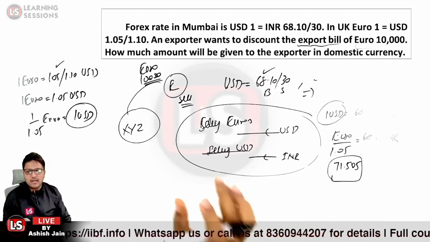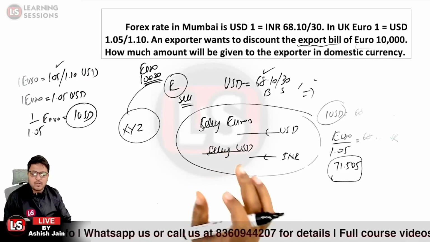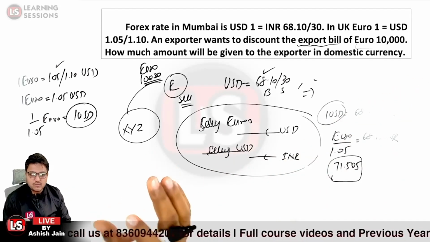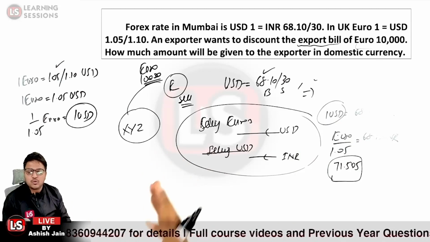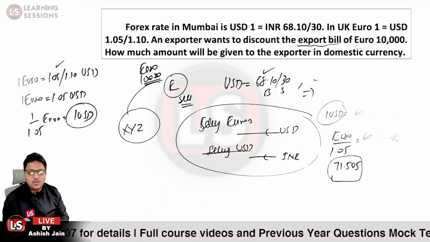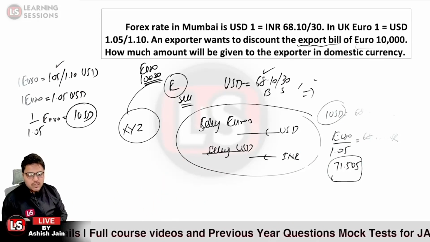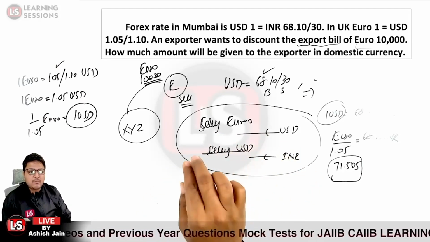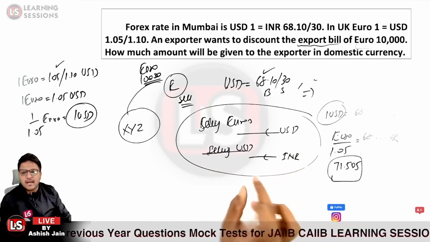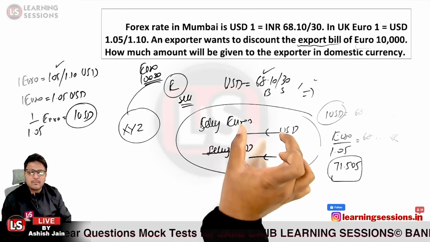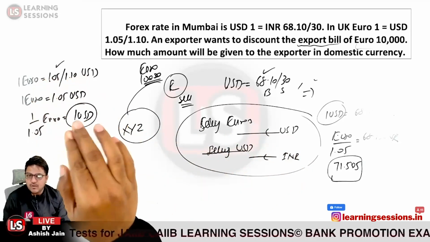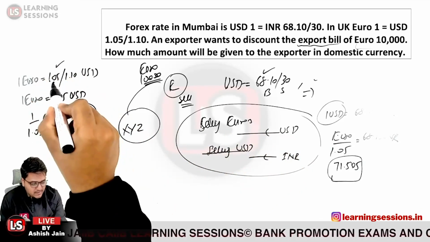So over here we are provided with the different rates, and the export bill was drawn, which is in euro 10,000. Now from the exporter's point of view, you must be thinking that he wants to sell the euros and get the INR, but no direct currency pair is available. So he will be selling the euros and getting the USDs, and then he'll be selling the USDs and getting the INR. So we are provided with the currency pair for euro to USD, that is 1.05/1.10. Now this is a buying rate and this is a selling rate.